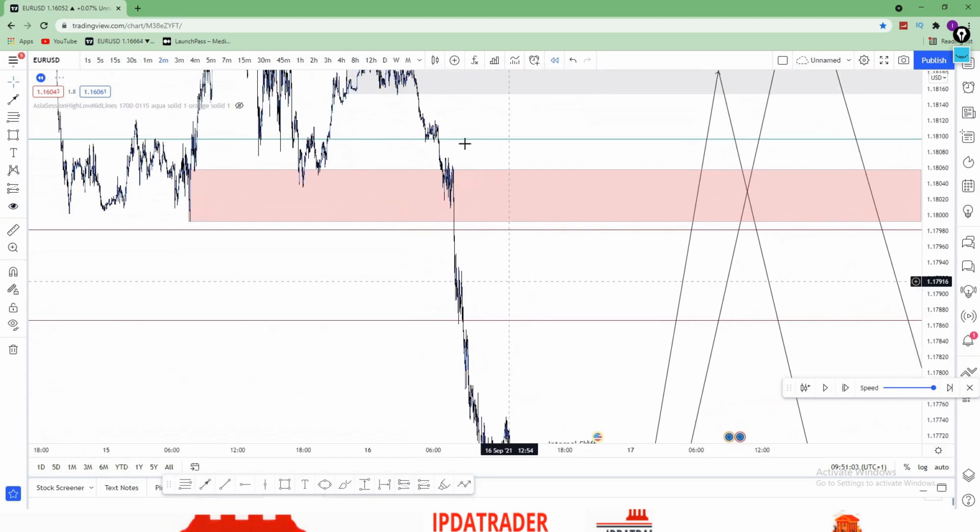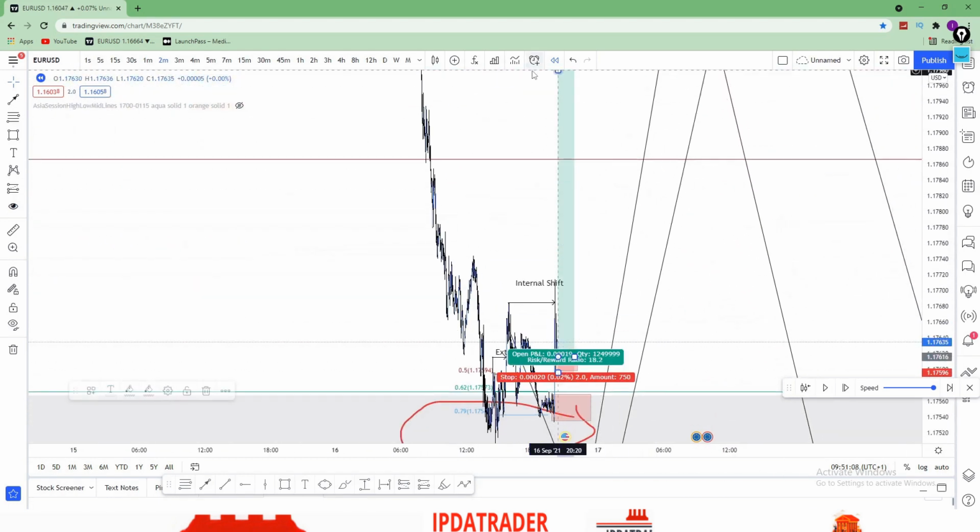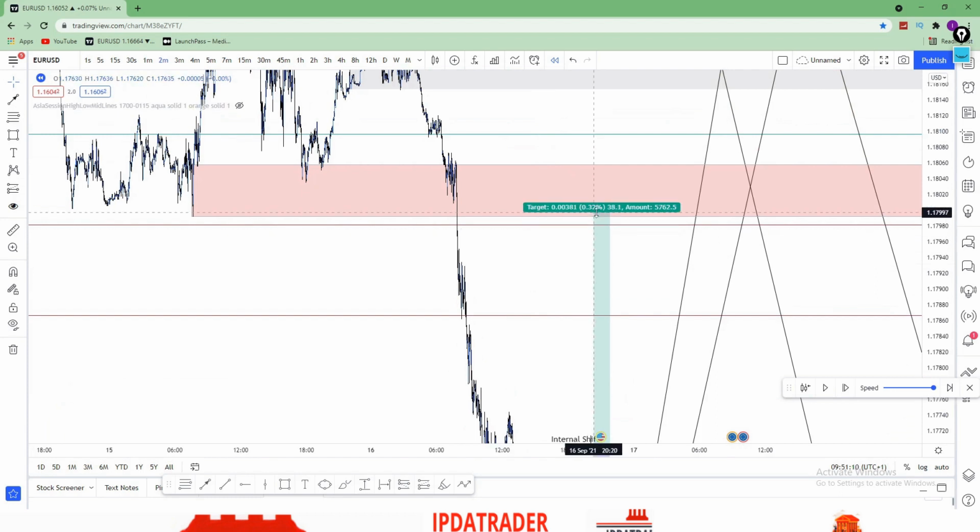And where am I going to target? Well, my bias is a retracement higher. So I may want to be targeting the breaker, but do not worry. I will have an entire video and section dedicated to risk management and trading plan. So that will be coming out soon.